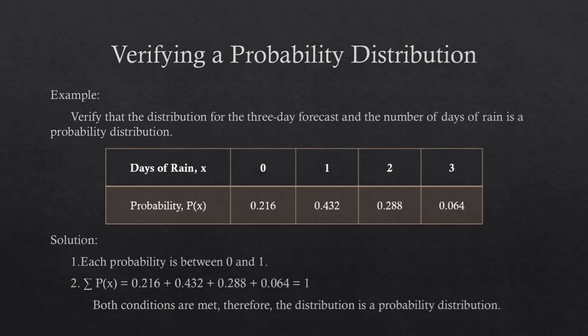0.064. So, solution. Each probability is between 0 and 1. As you can see in the table, the probabilities are between 0 and 1. And in number 2, the summation of the probabilities is equal to 1. Both conditions are met. Therefore, the distribution is a probability distribution.